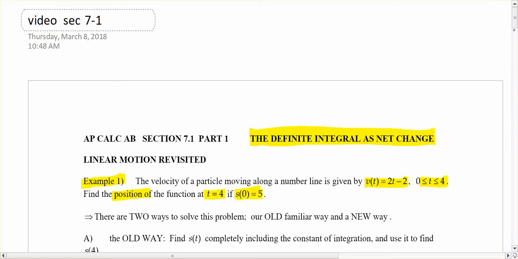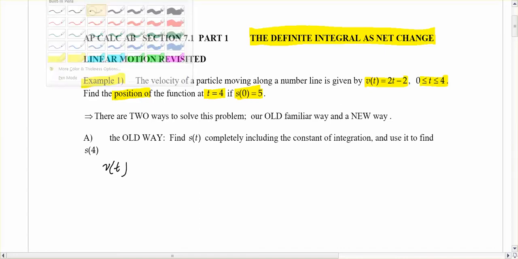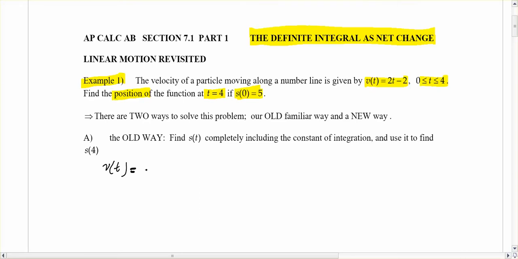Now, there are 2 ways to solve this. One is our old way. We can find s of t completely, including finding the constant of integration, and then using it to find s of 4. So let's do that. Remember that we have the velocity function, v of t, is equal to the derivative of the position function. So that means that the position function is the antiderivative of the velocity function.